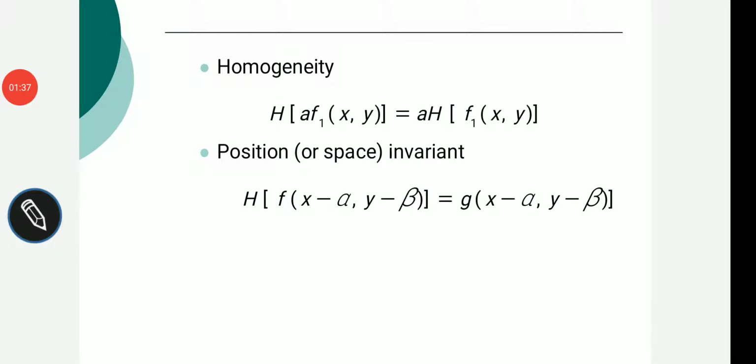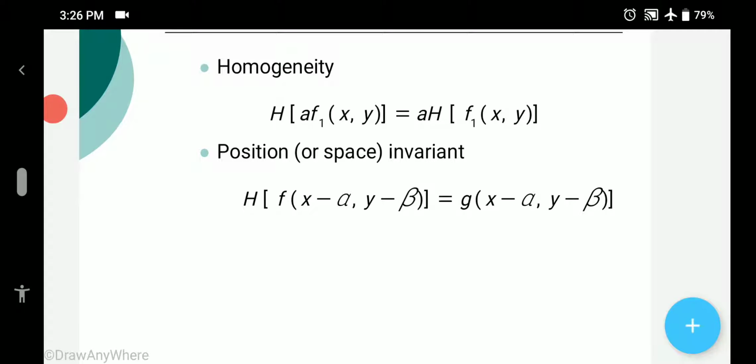If we assume the second input f2 of x comma y is equal to 0, that is nothing but only one input is present. Then h of a into f1 of x comma y is equal to, we take a outside, a into h of f of x comma y. So this is the homogeneity property.